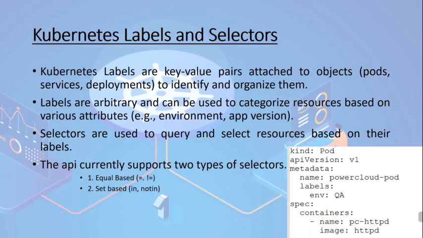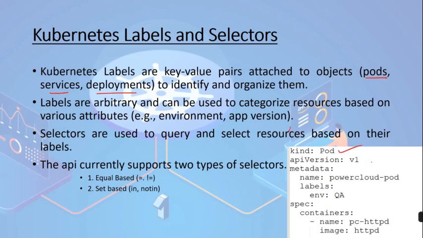Let's go for label and selector. Kubernetes labels are key-value pairs attached to objects like pod, service, and deployment to identify and organize them. It means it provides an identification to our pod. Suppose our company name is Power Cloud, and we want to know how many pods are running under Power Cloud. Then we can easily filter using the selector command. Labels are arbitrary and can be used to categorize resources based on various attributes.